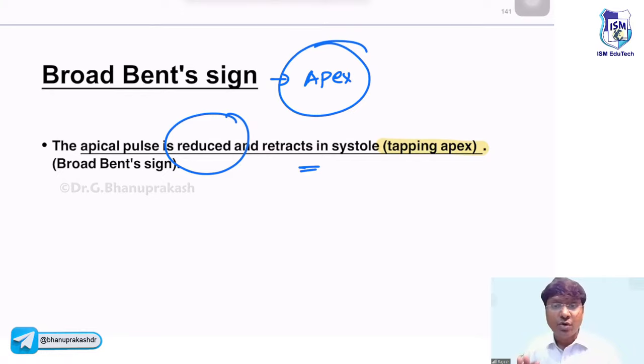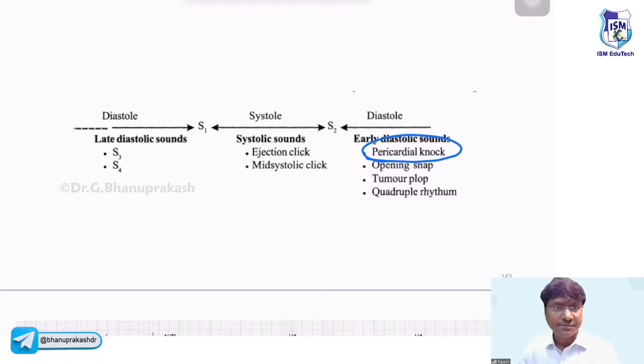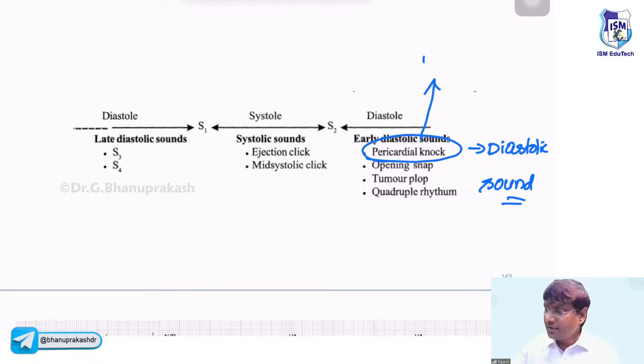In patients with constrictive pericarditis, you also hear an additional sound. The additional sound is the pericardial knock. It is a diastolic sound. You need to be aware that it is a low-pitched sound, and occasionally it can be high-pitched as well. But when both options are given, whether high-pitched or low-pitched, you need to go with the high-pitched sound. This pericardial knock is heard only in patients with constrictive pericarditis during diastole.